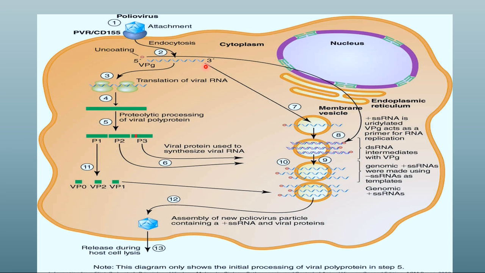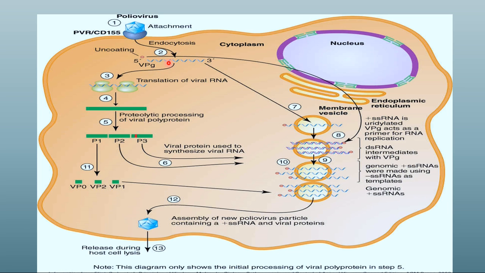Then moving to the replication. Here you can see an icosahedral virus particle. Through the process of endocytosis, it enters the cell, and only the genome enters the cell; the coat is dissolved. What is the genome here? It is a single stranded, positive sense RNA.